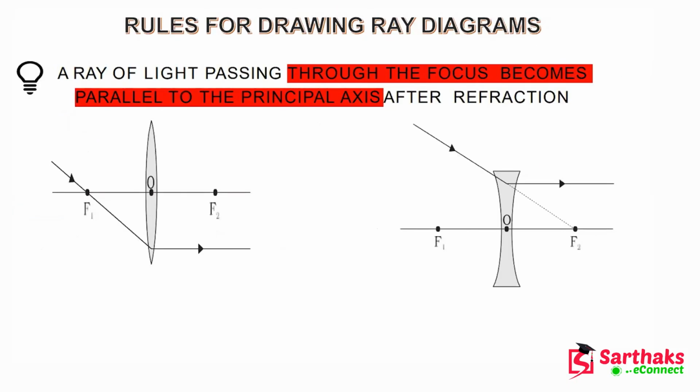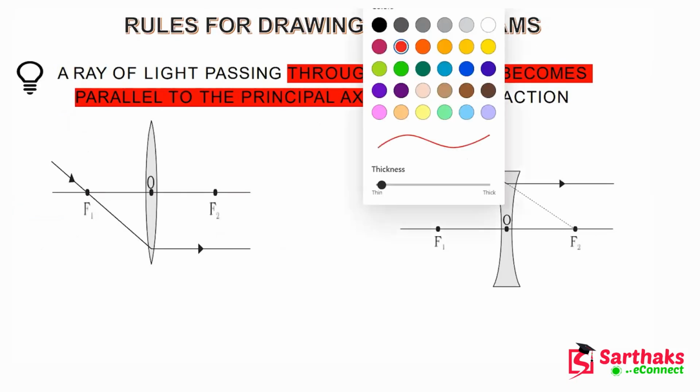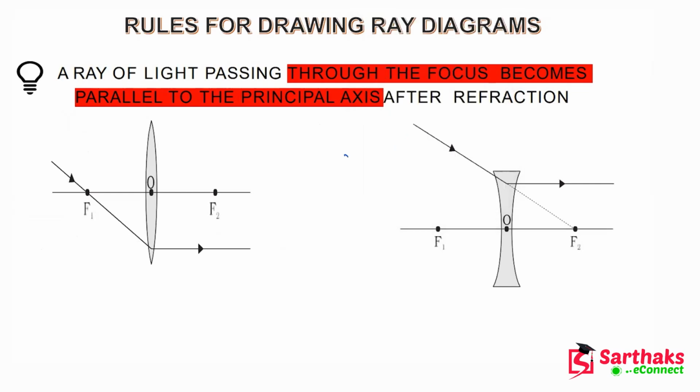Okay, so this is the second rule. According to this rule, whenever a light ray passes through the focus of a lens, it becomes parallel to the principal axis. This is your principal axis, and after the refraction, this line, which was passing through this point F, becomes parallel to this principal axis.